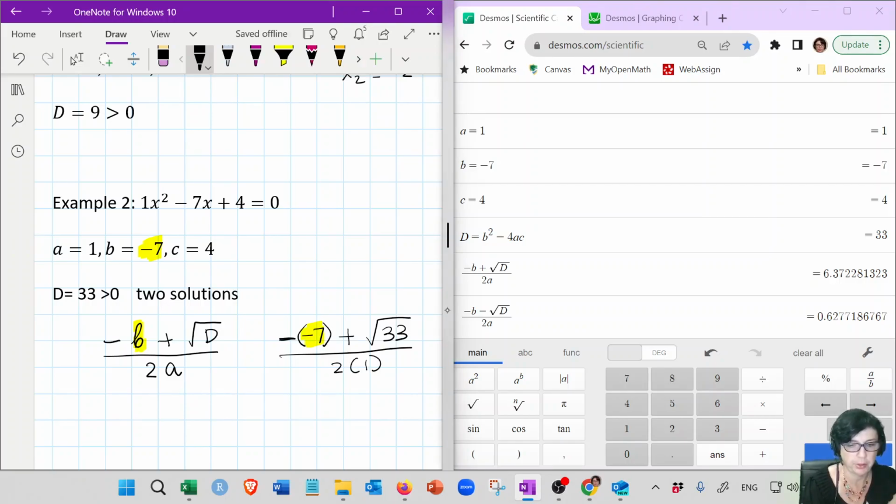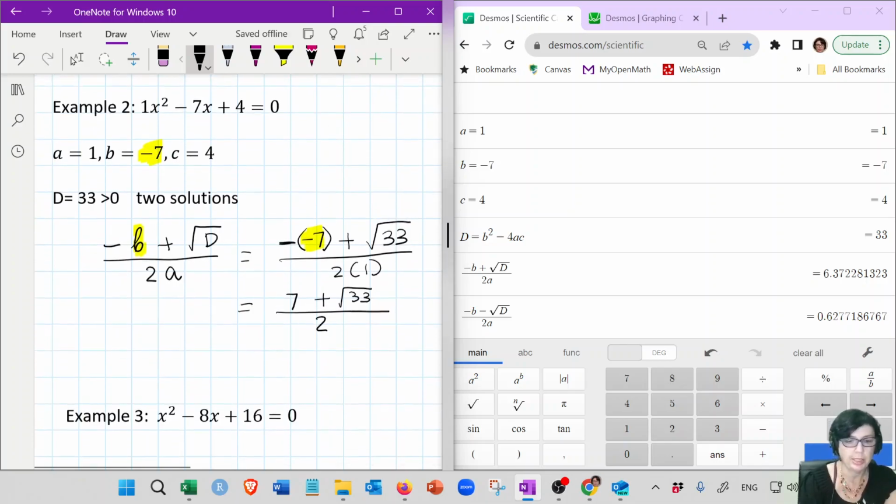Okay, so let's see if we can rewrite this. We're almost done, basically. So negative turns into a positive. So this actually will become +7. So always remember that when you put that minus b, you get an opposite of b. Like if b was -7, you'll get +7. If b was 7, then you'll get -7. So you basically have to flip the sign. Then it's plus square root of 33 and then divided by 2 times 1, which is 2. So that's the first solution.